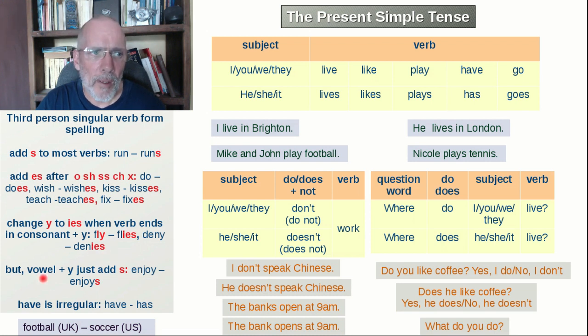But remember, if the word ends in a vowel plus Y, we just add S. We don't need to change the Y to an I. It's only when it ends in a consonant plus Y that we change the Y to an I. Here we see enjoy becomes enjoys. Finally, the verb have is irregular. We saw up here the third person of have is has.